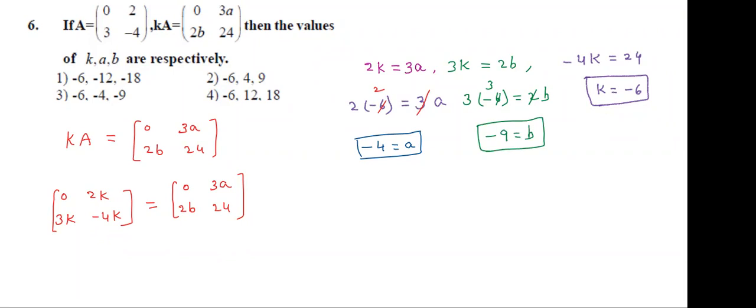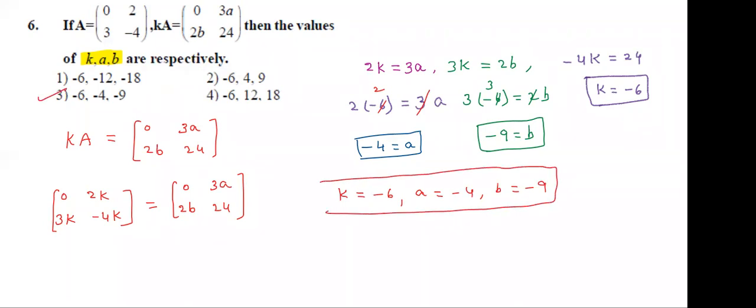What they are asking first, see the order. This is important. First they are asking the k value, minus 6, a value, minus 4, b value, minus 9. So minus 6, minus 4, minus 9, that is the answer. Third option is correct. See the next question.